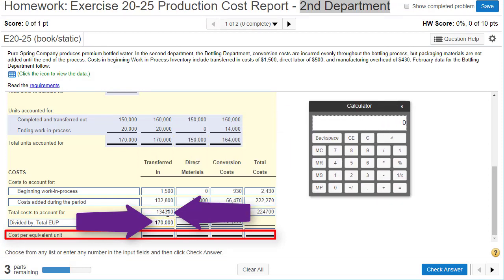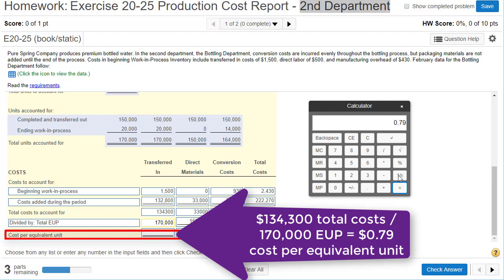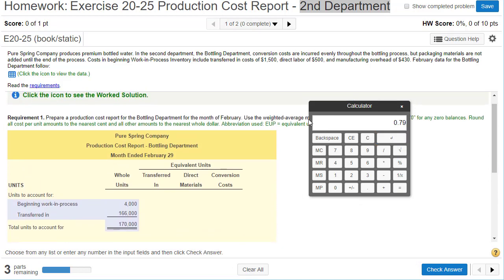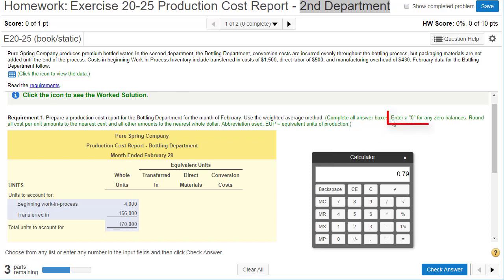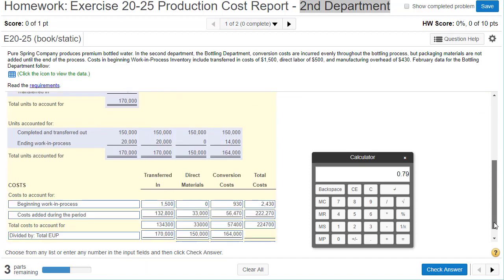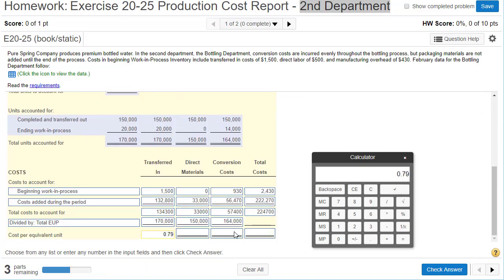So we want 134,300 divided by the 170,000 gives us 79 cents. Let's see if there's any rounding rules. There probably is rounding rules. Don't forget, enter a 0 for any zero balances. Round all costs per unit to the nearest cent and all other amounts to the nearest whole dollar. So if we got 0.791, we would round this to 0.79.